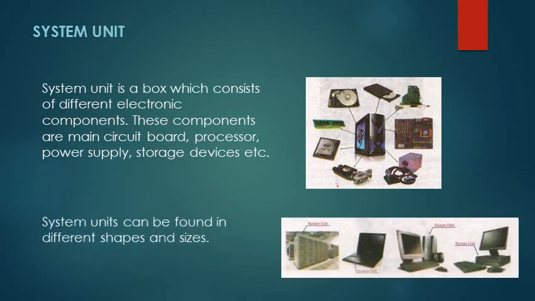In the market, system units are found in different shapes and sizes. Normally, we have two types of system units. One is called desktop casing and the other is called tower casing.